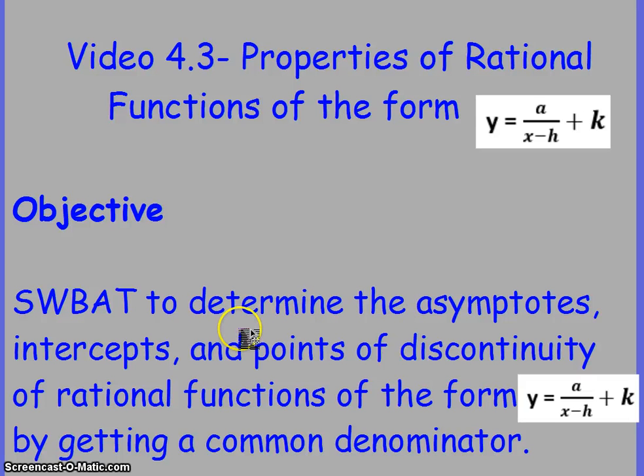Hello, this is video 4.3, Properties of Rational Functions of the form y equals a over x minus h plus k. Our objective for this video is that students will be able to determine the asymptotes, intercepts, and points of discontinuity, if any, of rational functions in this form, and we're going to be doing that by getting a common denominator. Make sure you copy the title and objective in your notes.